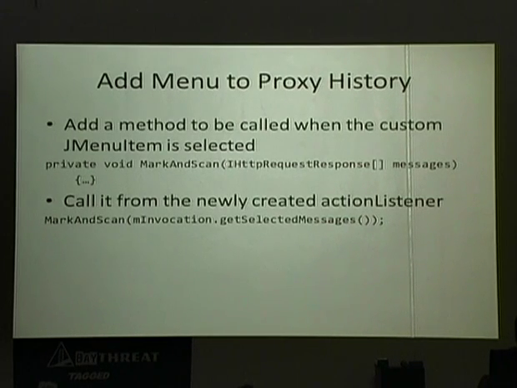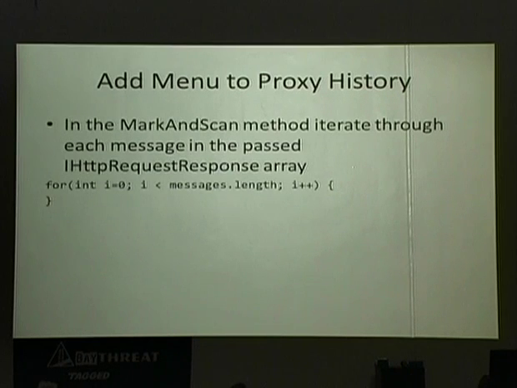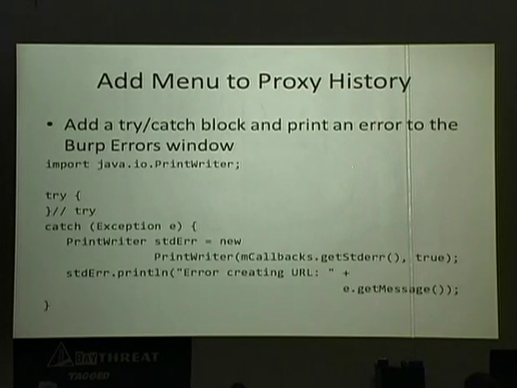And we need this because the invocation, we needed to make this the member variable invocation because otherwise we can't call it from here to get those selected messages. So for each of the messages in our array, we're going to, again, use another try block because we need to create a URL which throws an exception if something goes wrong. This time we didn't save off standard error, so this is another way of doing it, we can do it right here in line. We have all the things we need to do that. We have M callbacks.